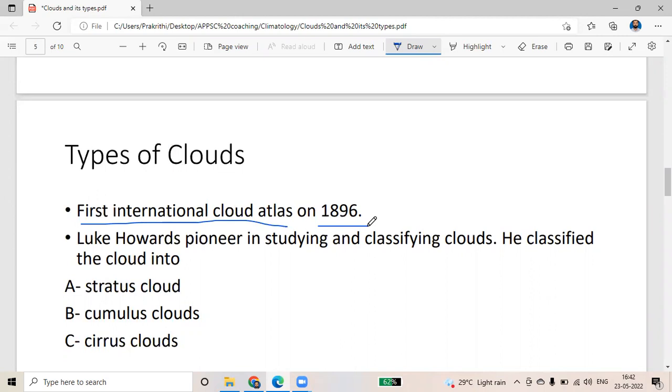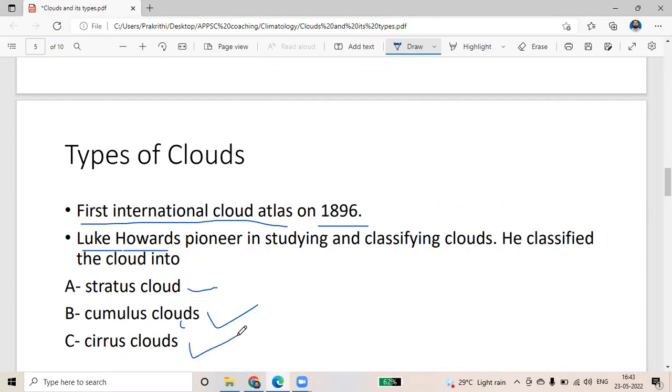So ये याद रखना है, the first international cloud atlas was in 1896, and the first division of cloud was made by Luke Howard. He is the pioneer in classifying clouds. ये cloud को पहले कौन classify किया है? Luke Howard ने ये clouds को पहले classify किया है, and he has divided the clouds into 3. One is stratus, then cumulus, and the cirrus clouds.